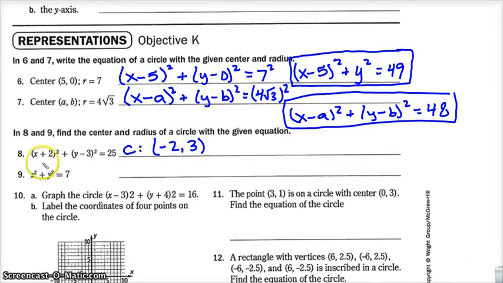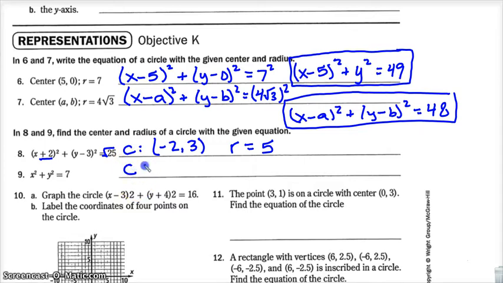The x value is negative because typically I am going to subtract the x value. So if I subtracted negative 2, I would end up with a positive 2 in the equation. So I end up just flipping the sign when I take it to the center. So again, my center is (−2, 3), and my radius would be 5. Remember, I need to take the square root of 25.